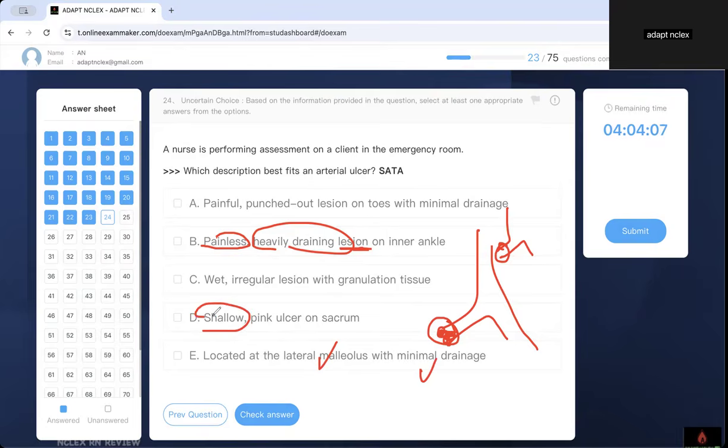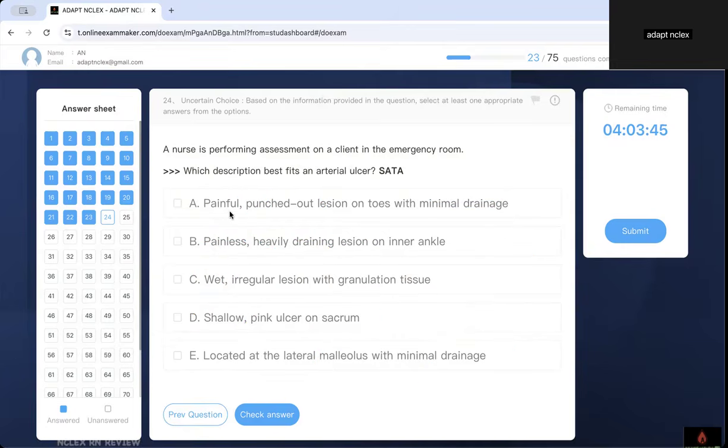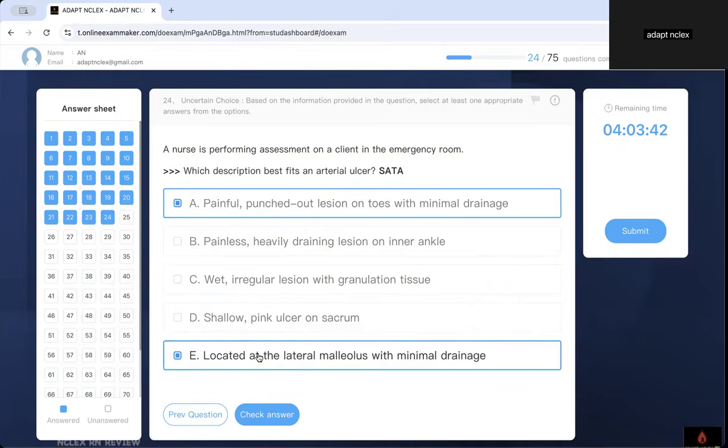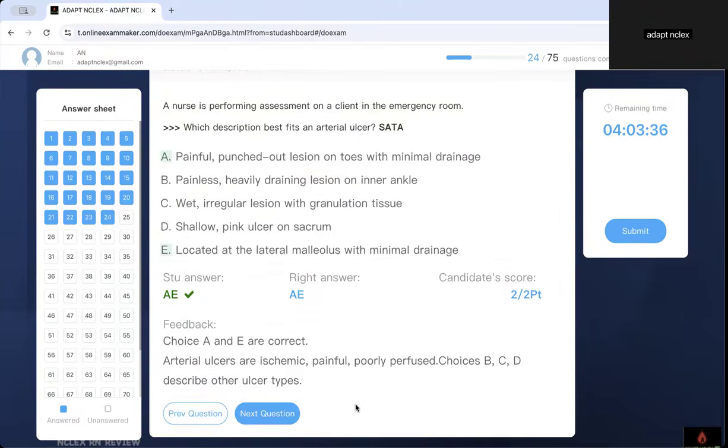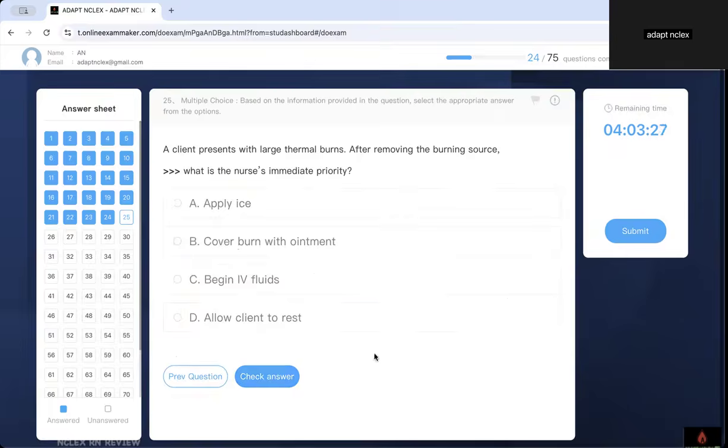It's shallow. It's supposed to go deeper because of the ischemia, and it's not on your sacrum. Therefore, it's gone. This one says it's wet. It's gone. You see what I'm doing? And this one says heavy drainage. It's gone. The key features are painful, punched out, on your toe, and on the lateral aspect of it. Therefore, which one is the right answer? It's this guy and that guy. This is an arterial ulcer, different from a venous ulcer. Arterial ulcers are ischemic, painful, poorly perfused, and they do not have drainage on them.